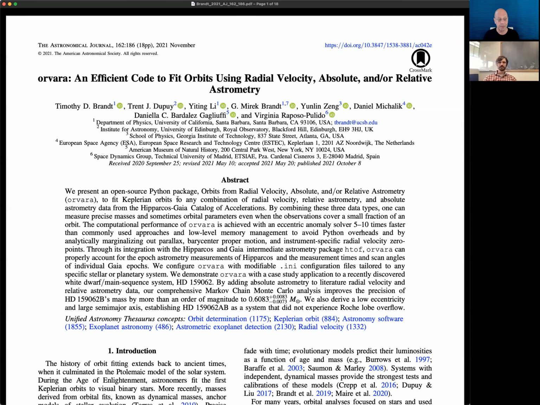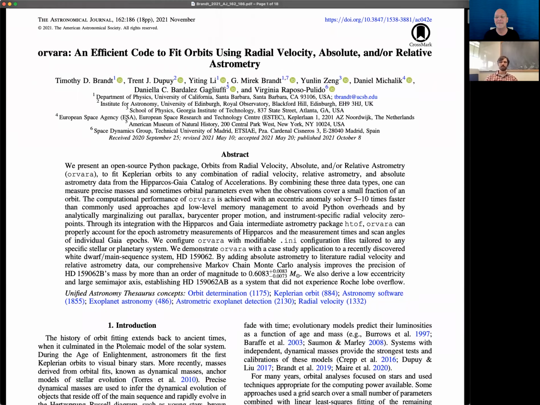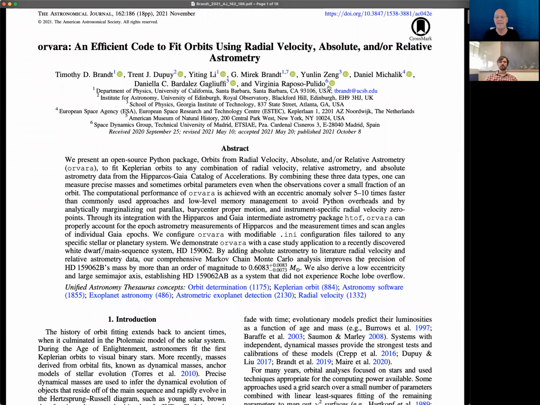Yes. And that is going to bring us to this very lovely AJ article. Orvara, an efficient code to fit orbits using radial velocity, absolute and/or relative astrometry. And Tim, take us away. Thanks very much. And I want to thank all of my co-authors on this who contributed to all different aspects of this paper.